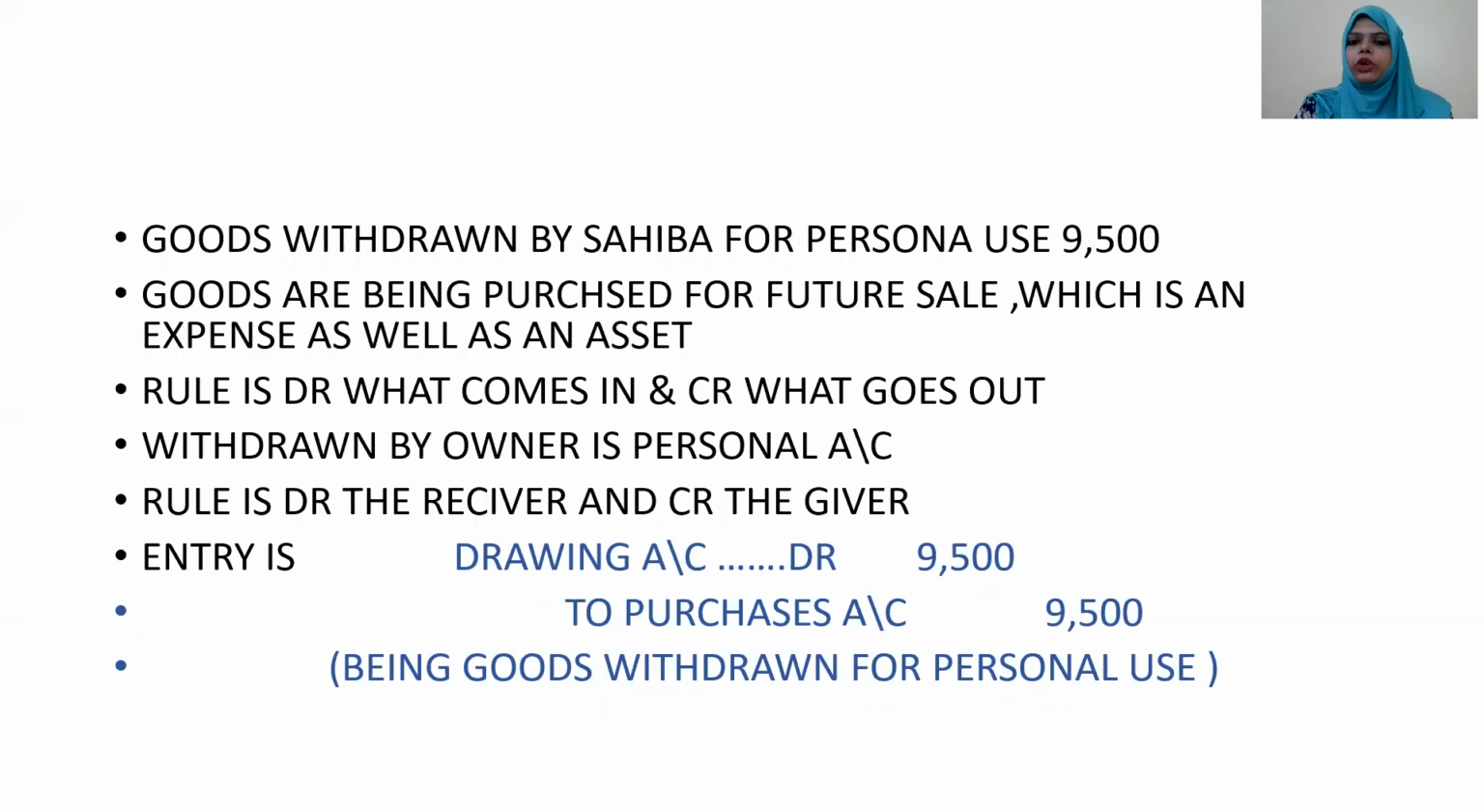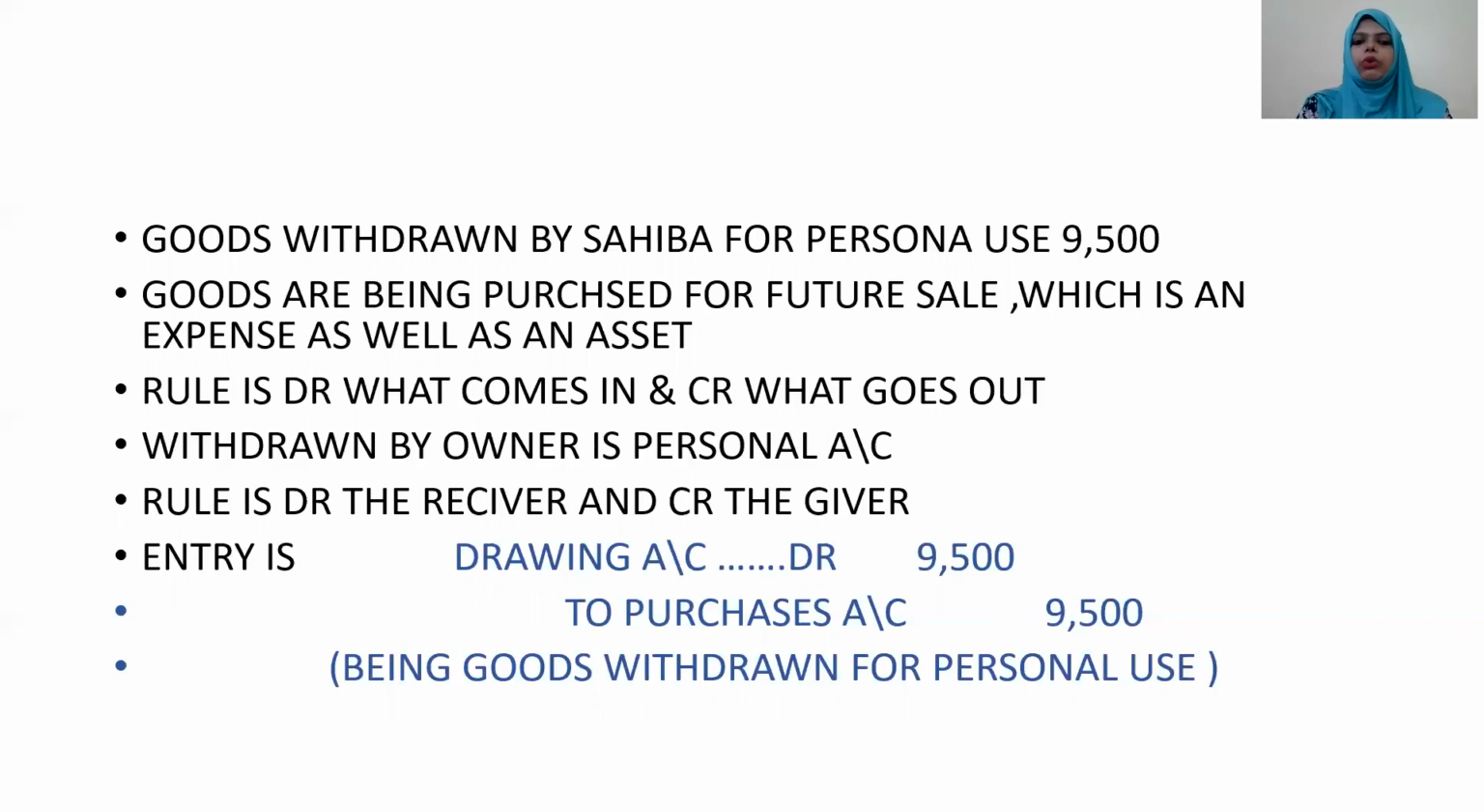Next is goods withdrawn by Sabiha for personal use, 9,500. Now, goods are purchased for future sale, which is an expense as well as an asset. Goods is a current asset, and it is an expense because purchasing goods means an expense is made in the business. You're purchasing goods for sale. If you have a trading business, you purchase goods from a wholesaler, you keep them in your shop as a retailer, and you sell them to the customers.